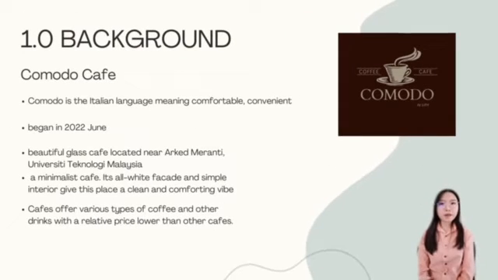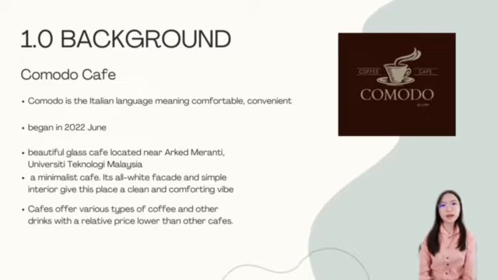First is the background of the cafe. The name of our cafe is Comodo Cafe. Comodo is an Italian word meaning comfortable and convenient. Our cafe began in June 2022 and is a beautiful glass cafe located near Arcade Meranti. That is nearby Centre Point, which means it is very convenient for students.